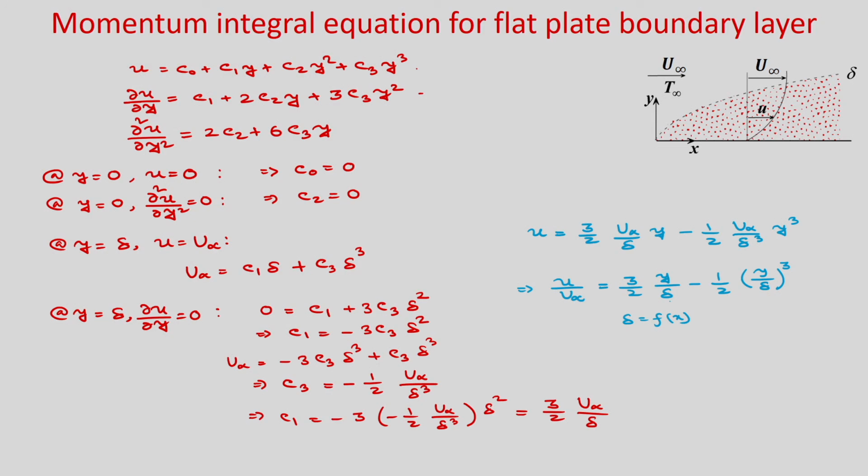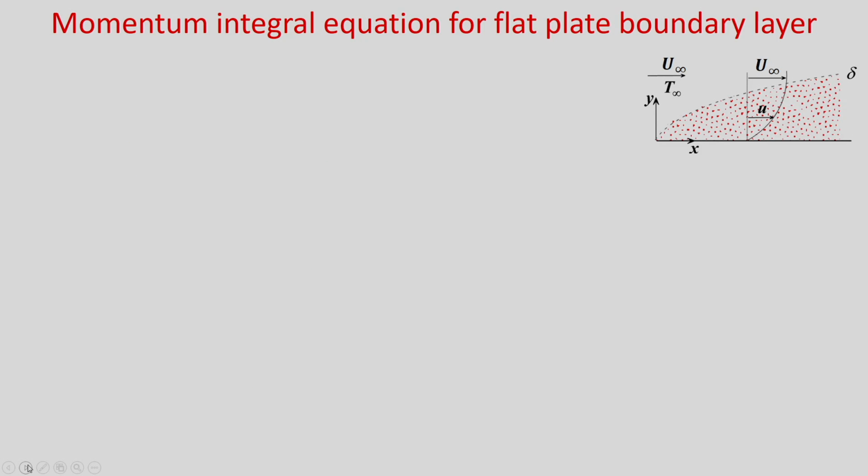Now we will go to the next step. So, what is that step? Determination of this unknown variable. We have expressed the velocity profile in terms of hydrodynamic boundary layer thickness delta, which is a function of x. So, now this unknown variable delta we need to find. For this we will use the momentum integral equation, which we have already derived.